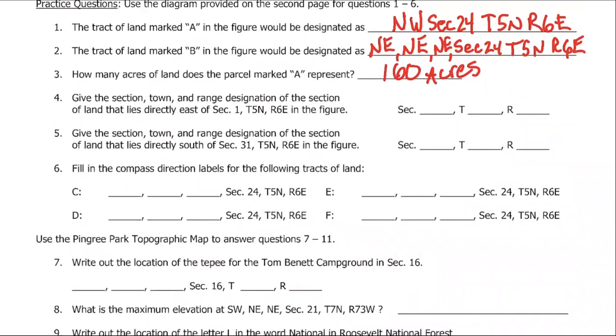Give the section, town, and range designation of the section of land that lies directly east of section 1, township 5N, and R6E in the figure. Wow, that sounds pretty complicated, but if we just go to the one that they're telling us to, and whatever it is that's directly east of it, we will get this answer. So we've got to figure out what section, township, and range it is. So here we go.